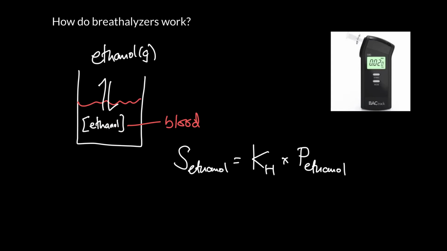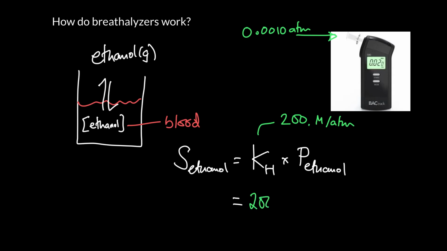So how would we calculate this? Well, we need to know the Henry's law constant and the partial pressure of ethanol. So let's say we were able to look these up, and perhaps this one here corresponds to something like 200 molarity per atmosphere. And maybe in a breathalyzer, we end up measuring a pressure of ethanol on the order of 0.0010 atmospheres. Then we can calculate the solubility of ethanol in blood.